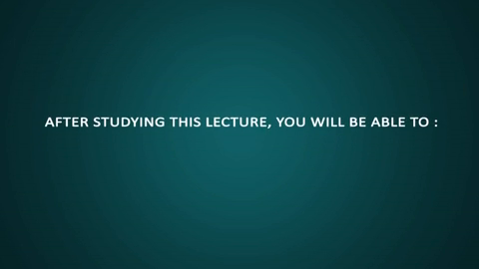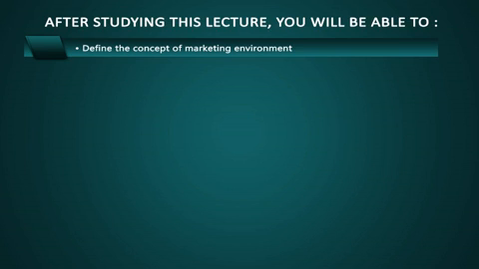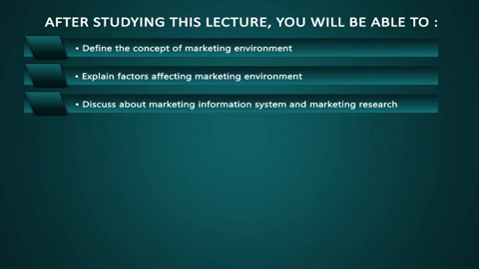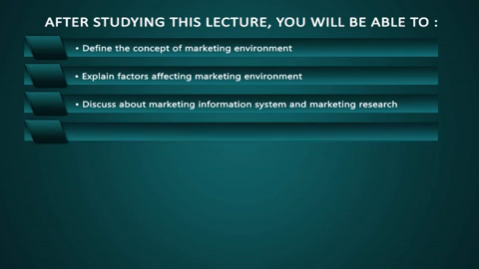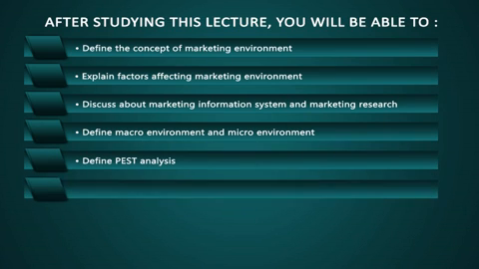After the lecture, we will be able to learn the following objectives. Define the concept of marketing environment. Explain factors affecting the marketing environment. Discuss marketing information system and marketing research. Define macro environment and microenvironment. Define PEST analysis. Define microenvironment, industry and competition.